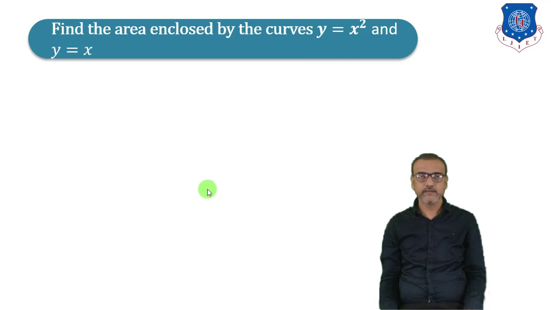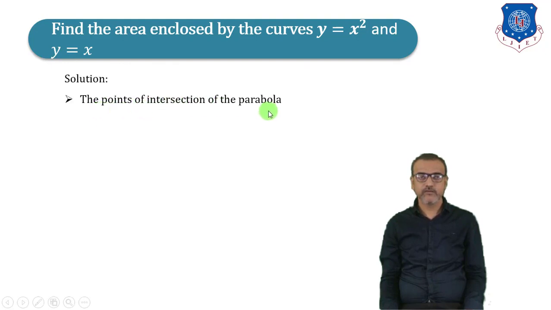Now we will see an example related to this topic. Find the area enclosed by the curves y equals x square and y equals x. Y equals x square is the equation of the parabola, and y equals x is the equation of the line. So here is the solution. The points of intersection of the parabola y equals x square and the line y equals x are obtained as follows. The parabola y equals x square is given to us, and we have the equation of the line, that is y equals x.